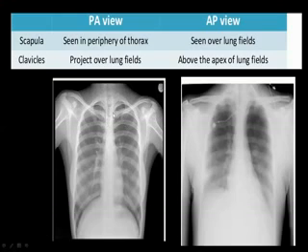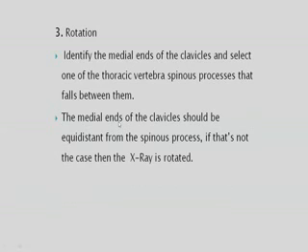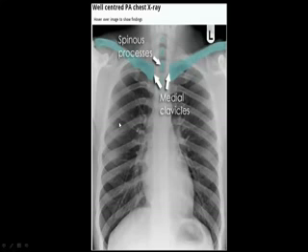We should locate the medial end of the clavicles on either side, and try to see the distance between this medial end and the spinous process, and this medial end and the spinous process. So if they're fairly equal, then okay, no problem. That's a good exposure. If they are not equidistant from the midline, then it's a rotated film. Because of obliquity, one clavicle will look far, another clavicle will look near.